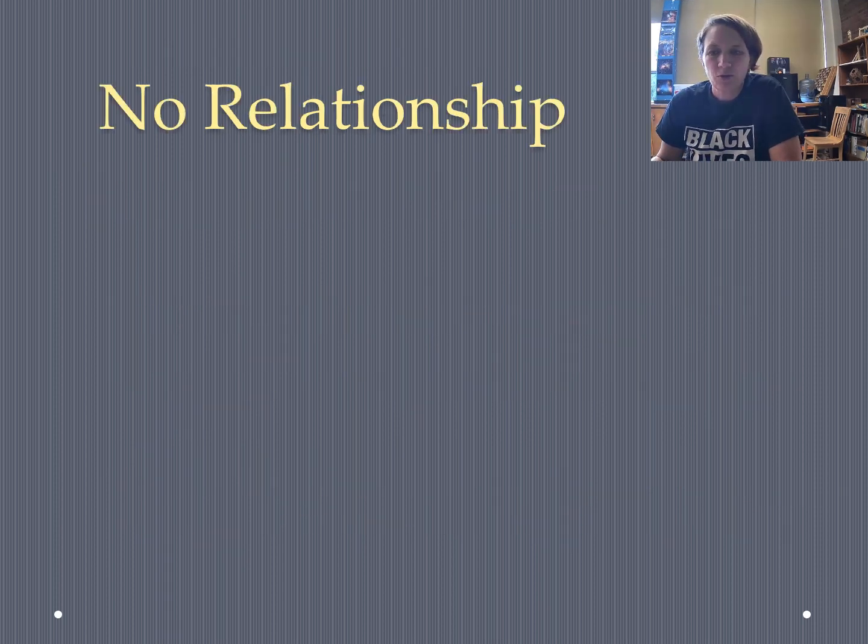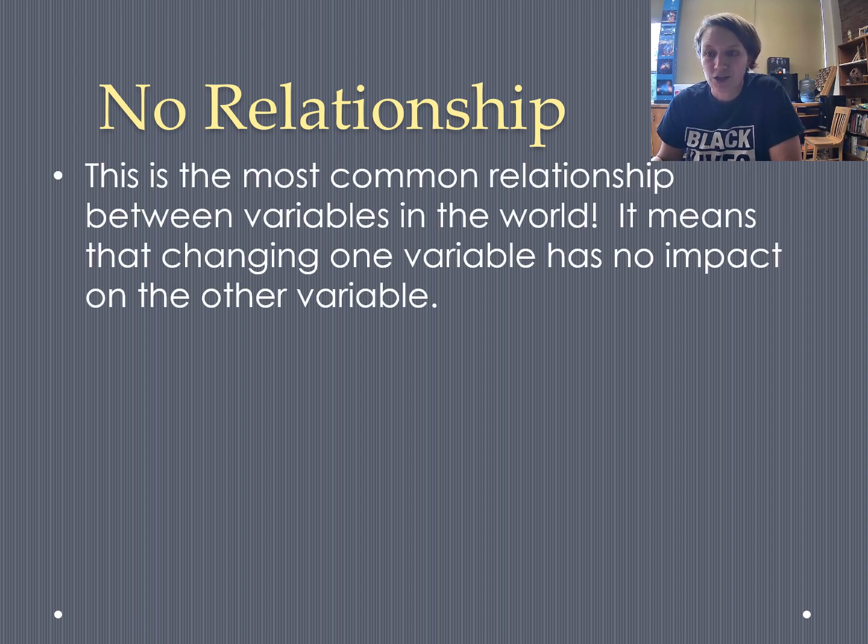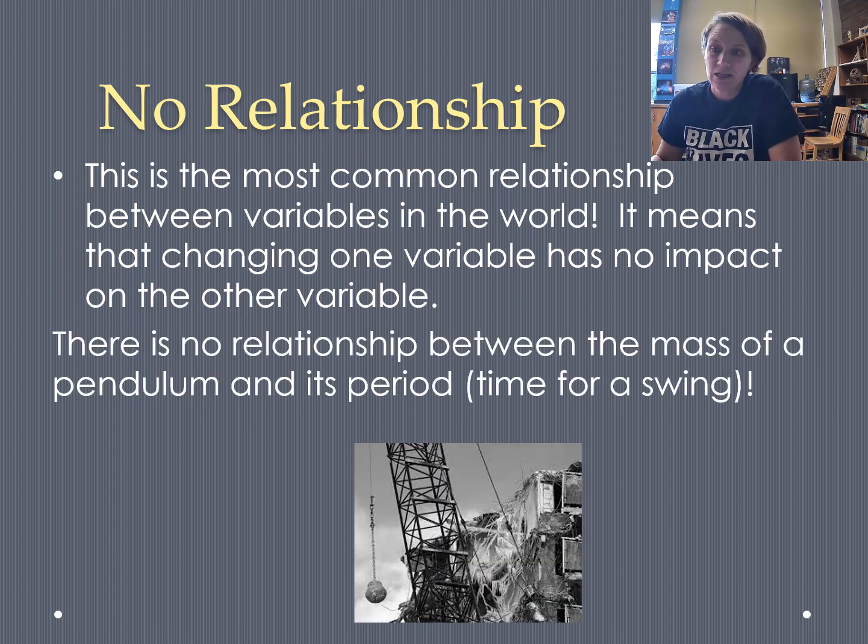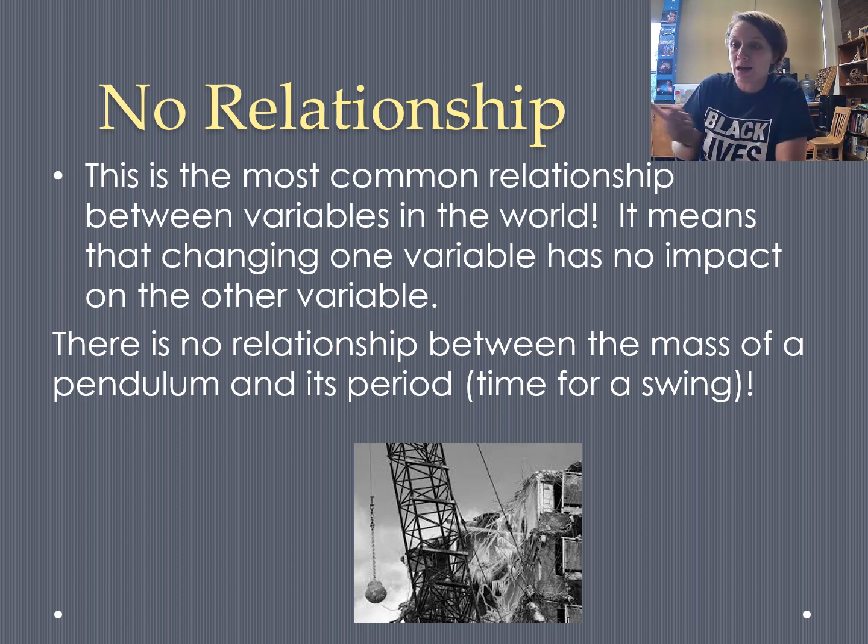I don't want to fail to remind you of the most common mathematical relationship, which is no relationship. It means that changing one variable has no impact on the other variable. And this sometimes happens in a physics experiment as well. You're expecting something to change other things and it turns out it doesn't. For example, there is no relationship between the mass of a pendulum and its period. Most people think that a heavier pendulum swings faster, but it turns out that the mass of the pendulum has no relationship to how long it takes to go back and forth.